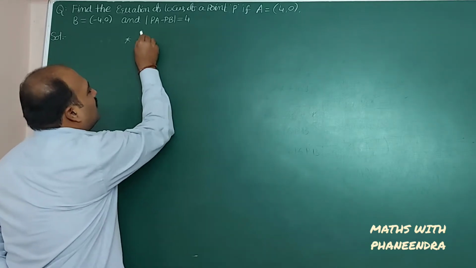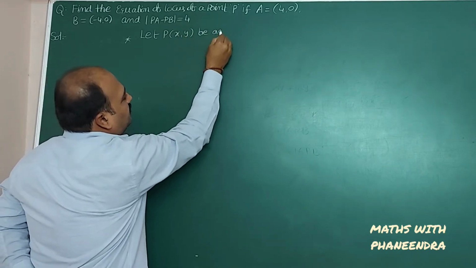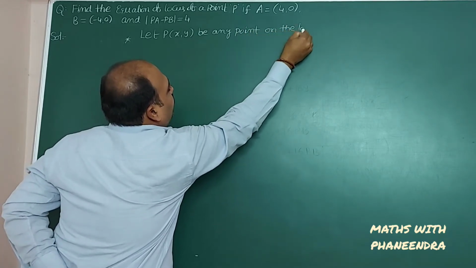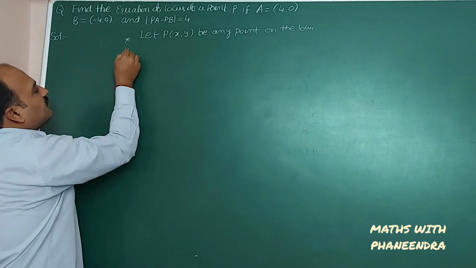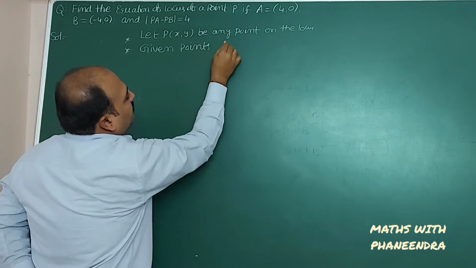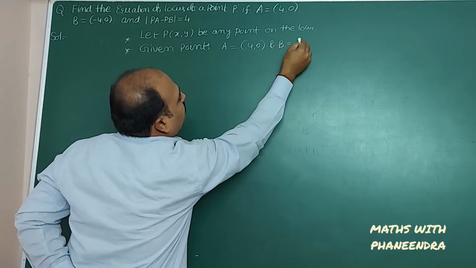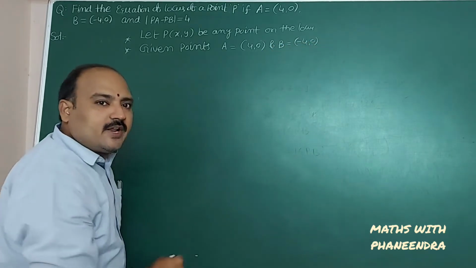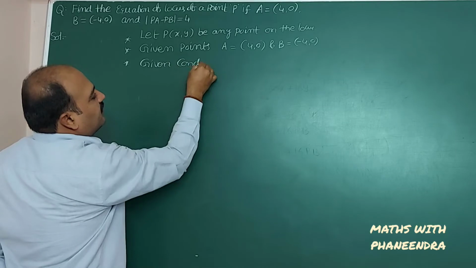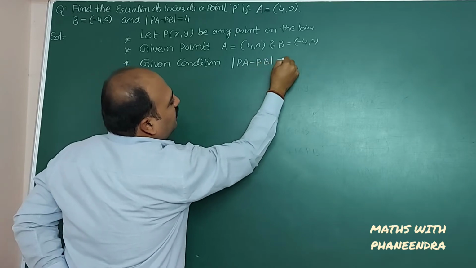So the first step is as usual. Let P(x, y) be any point on the locus. Next step is the given points. A is given as (4, 0) and B is given as (−4, 0). That's all. Next, what is the geometrical condition? Simply write it as the given condition: mod PA minus PB is equal to 4.